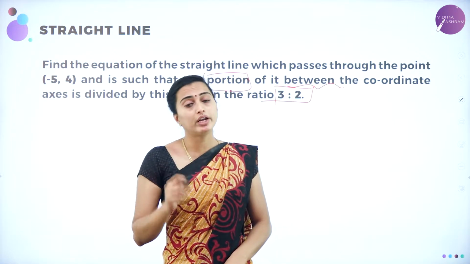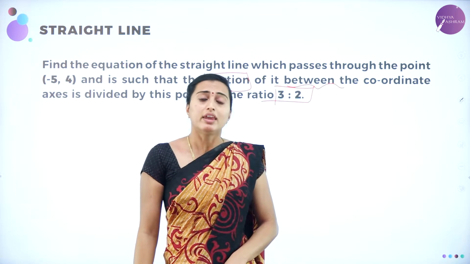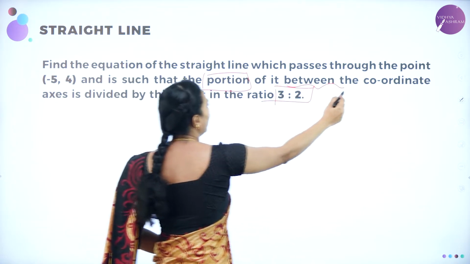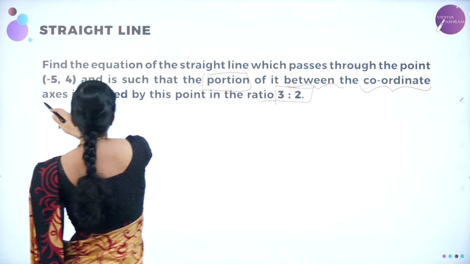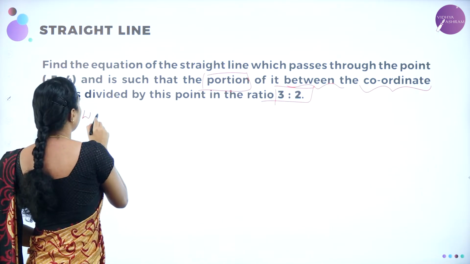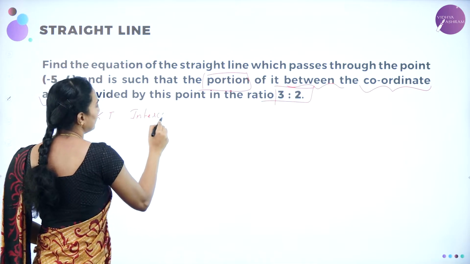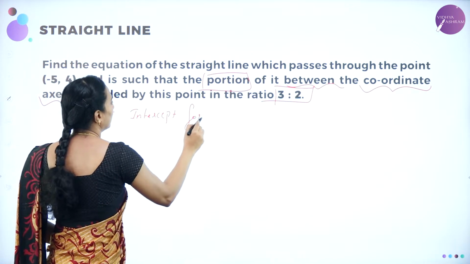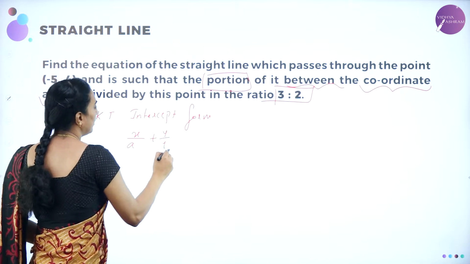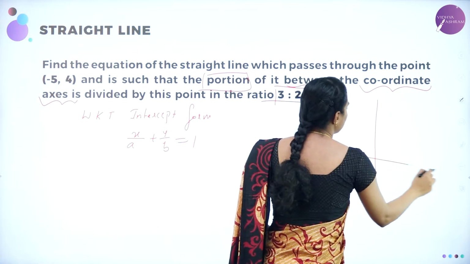Equation means you have to reduce to the form of ax plus by plus c equal to 0. Now here, they have given between the coordinate axes, which means what? It will be the intercept form. So we know the intercept form is x by a plus y by b is equal to 1, where it is dividing in x as y-intercept.